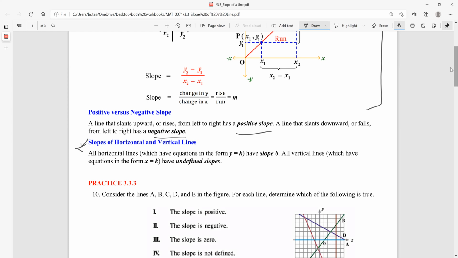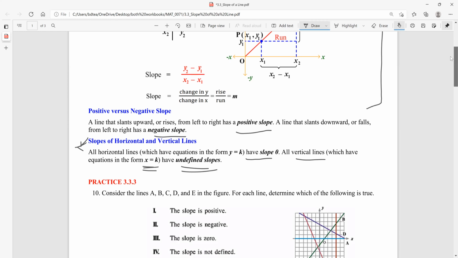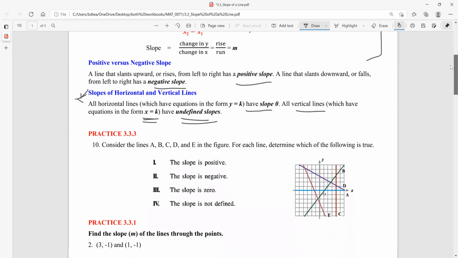note this. Horizontal lines have the slope of 0, and all vertical lines that are in the form x equals a constant, those slopes are undefined. So you want to make sure you note that. So let's look at these examples here.